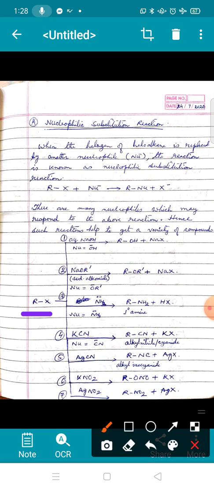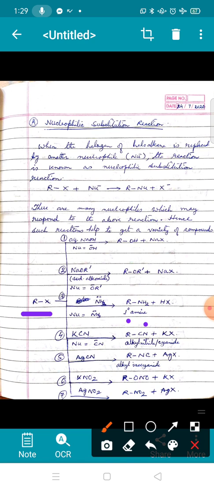As you can see in RX, suppose R is CH3, so CH3 and Cl, so it has only one carbon. But when you are treating it with KCN, you are getting CH3CN, so we have increased one carbon. So quite often when we need to increase the number of carbon in a reaction, cyanide is a very useful tool, and such reactions are called step up reactions as the number of carbon increased.